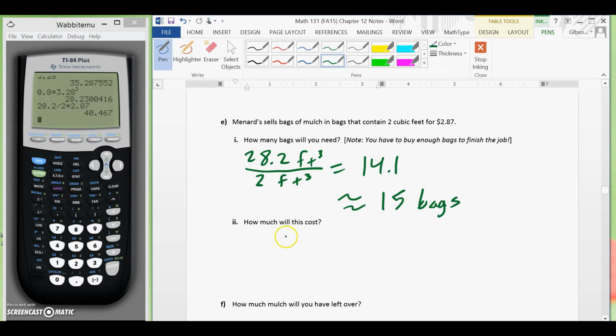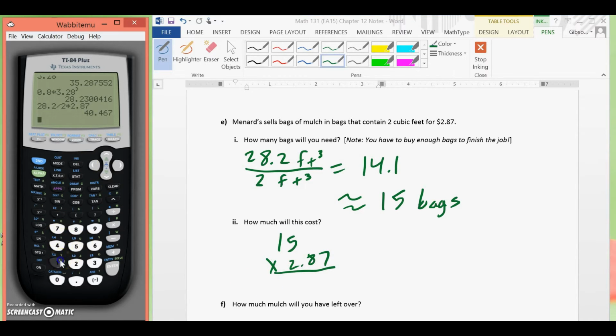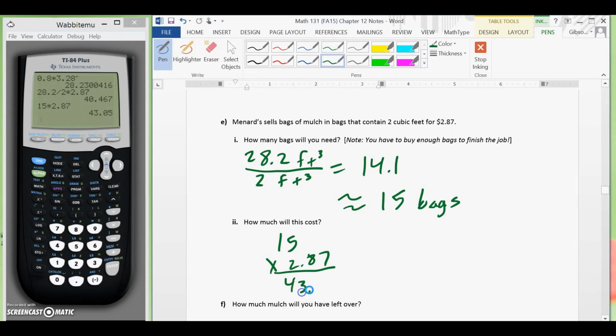Now we would take how much it will cost. We would take 15 times $2.87. So we will multiply that 15 times $2.87, and that will give us $43.05. That will be our final answer for how much it costs.